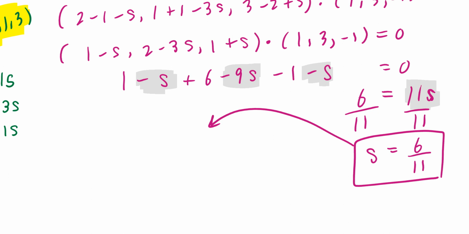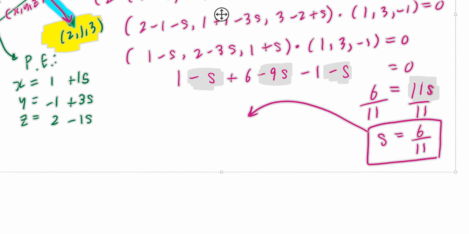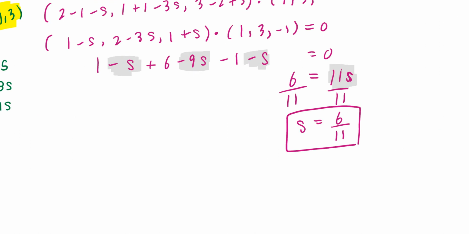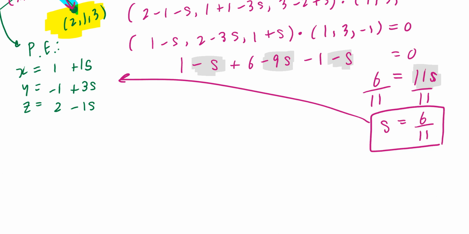So therefore, you go back to the parametric equations and we're going to solve for x, y, z. So let's draw an arrow back to here. So this means, again, if I plug it back in, x equals 1 plus 6 divided by 11. Again, you can take your calculator. I'm going to do some mental math. 1 is the same as 11 over 11 plus 6 divided by 11. That's going to be 17 divided by 11.